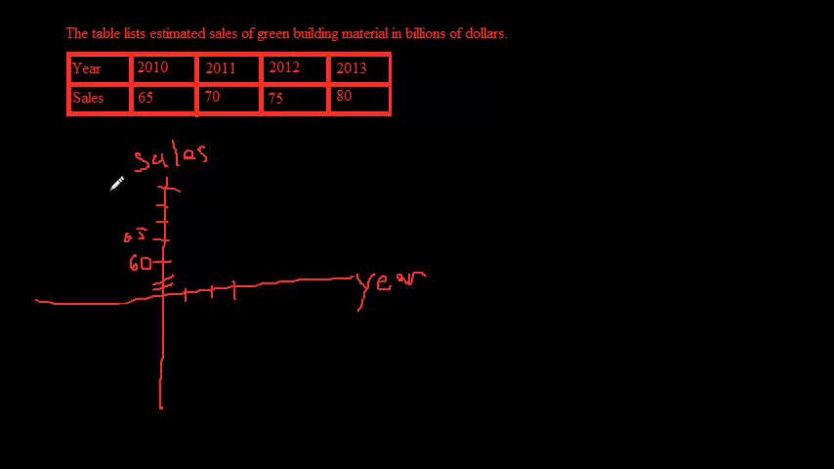If we're going to plot this, we're going to again start at 0 for 2010 and come up to 65 for our sales and put a point. For 2011 we're at 1, sales is at 70, year 2 at 75, and year 3, or 2013, at 80. Just leaving it in this form with those 4 points, this is called a scatter plot because it just has the 4 points. It is a plot of scattered points, hence scatter plot.